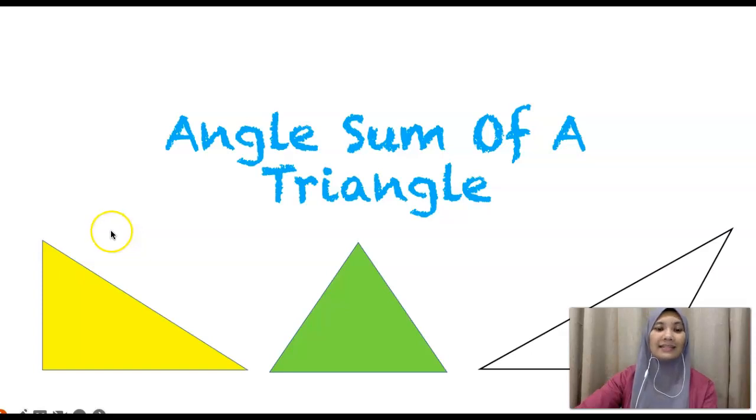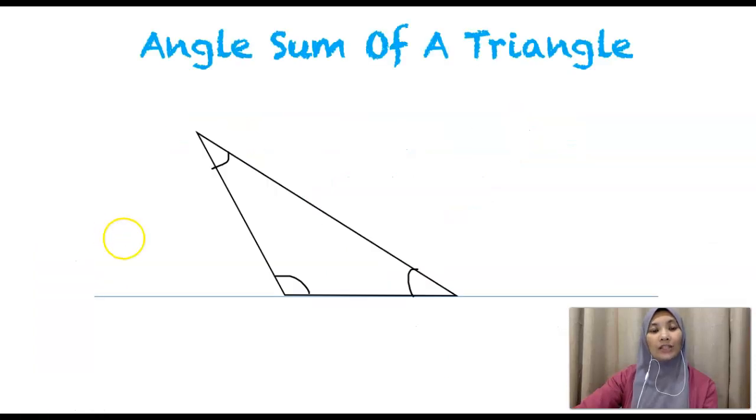Hi, let's learn about the angle sum of a triangle. We are talking about the interior angles of a triangle, the three angles which are inside the triangle. So first, let us label each one of the angles as A, B, and C.